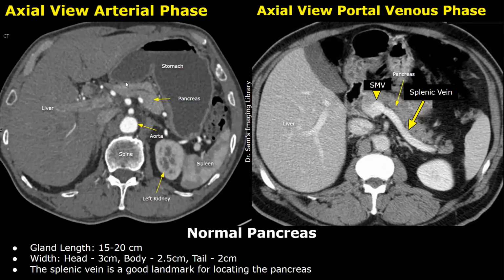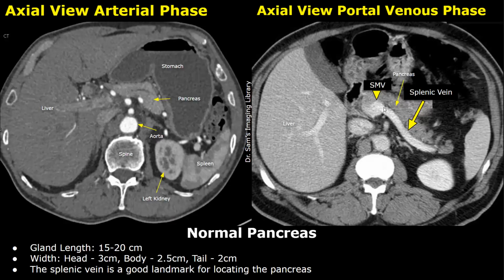The splenic vein is a good landmark for locating the pancreas on CT scans. The splenic vein runs along the posterior surface of the pancreas, specifically the body and tail. It courses from the spleen towards the liver, eventually joining the superior mesenteric vein to form the portal vein. This is more clearly seen in the portal venous phase because these veins are enhanced.